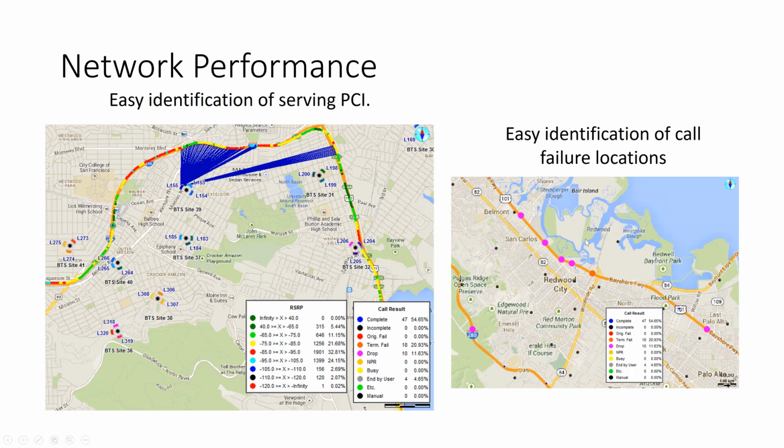On the right side, we have just easy identification of calls. So here's a whole bunch of dropped calls or termination failures in a specific area. Each of these little dots shows me where that happened. So now I can go dig into what's going on there.